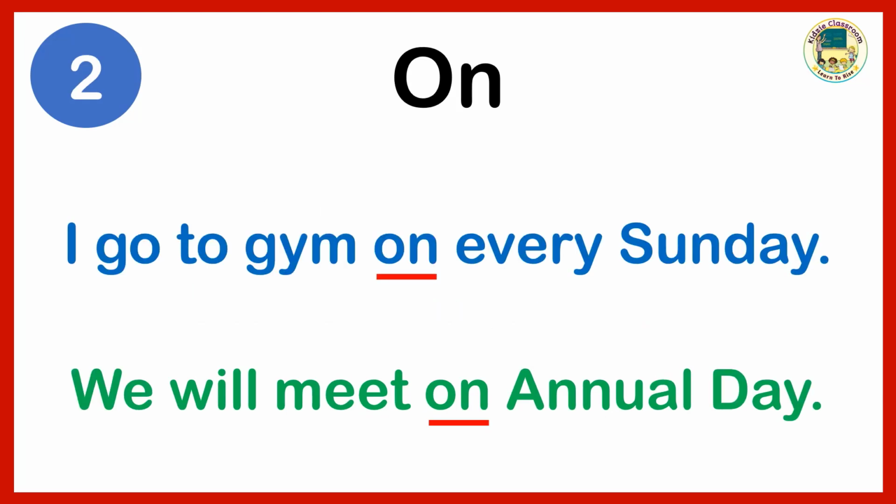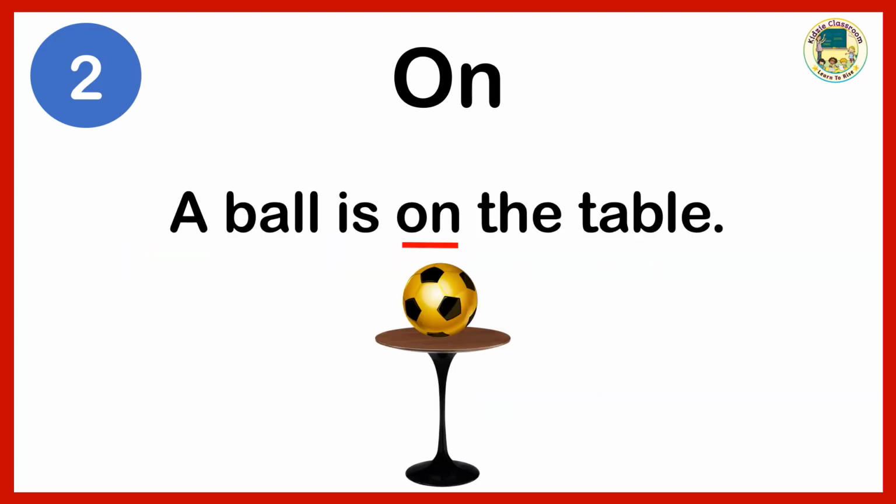Second preposition is on. For example, I go to gym on every Sunday. Similarly, we will meet on annual day. Another example is a ball is on the table.